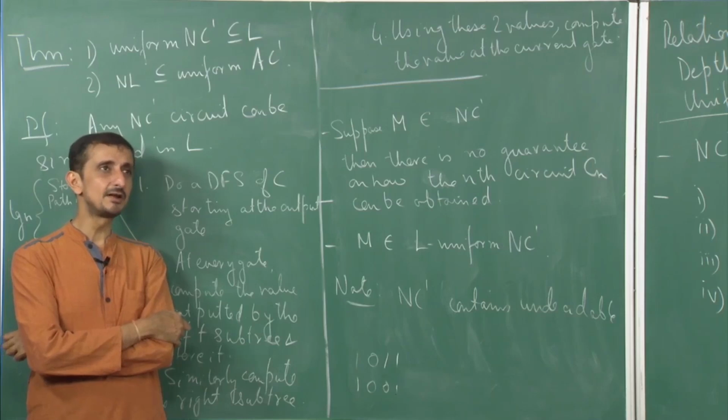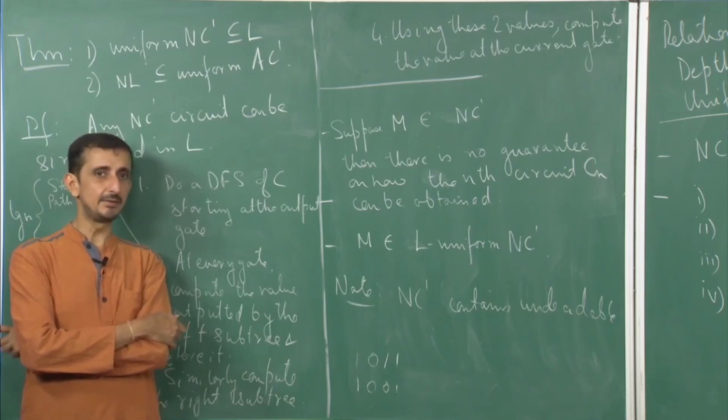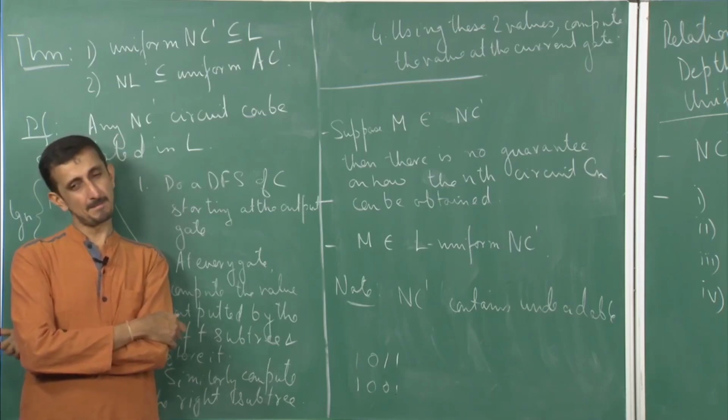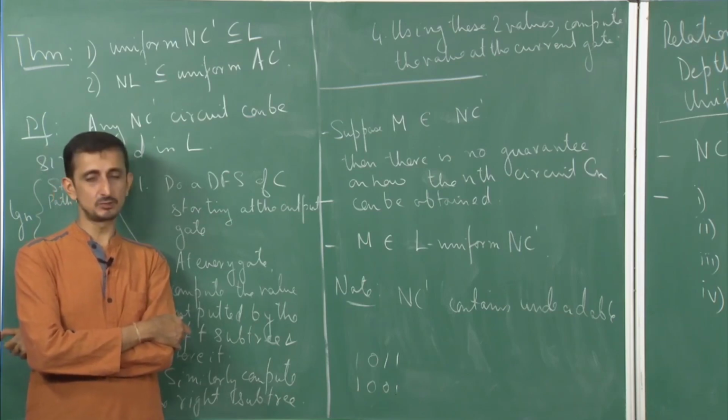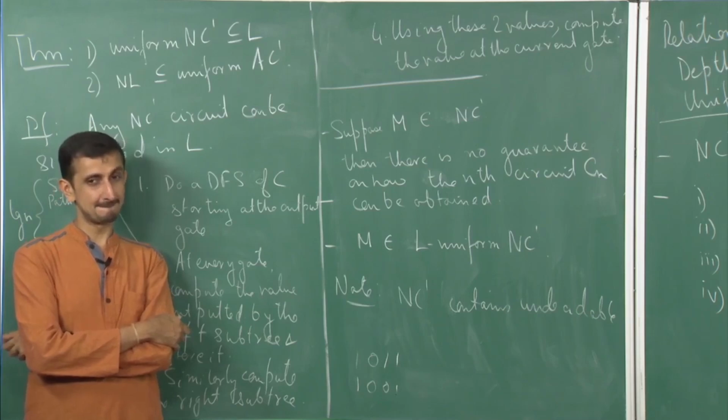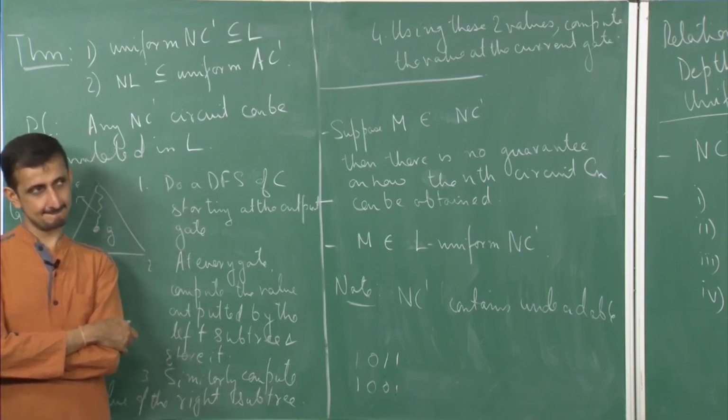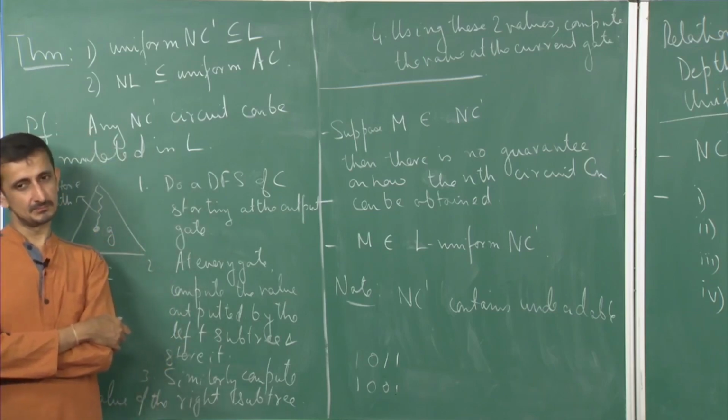When you say NC0, it means that you can only look at constantly many bits of the input. Even if I look at one bit, I can decide which bit to look at. Yes, you can decide which bit to look at. For example, if the input is of length n, I will look at the nth bit.